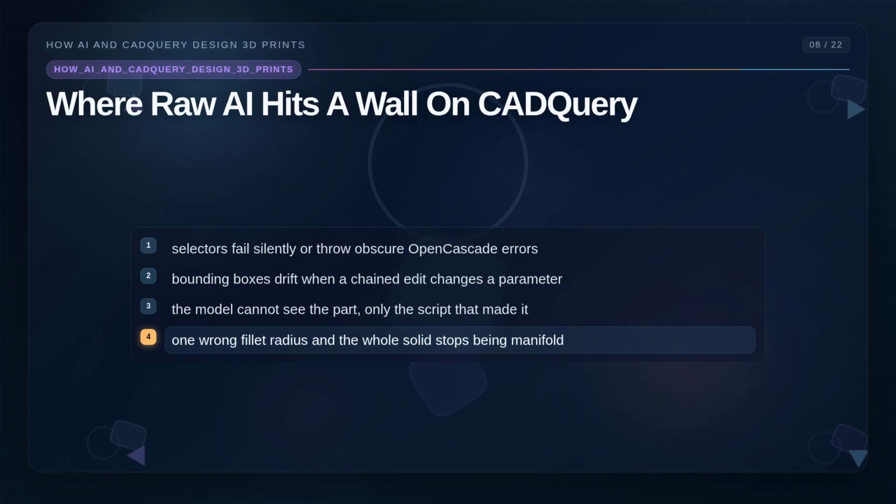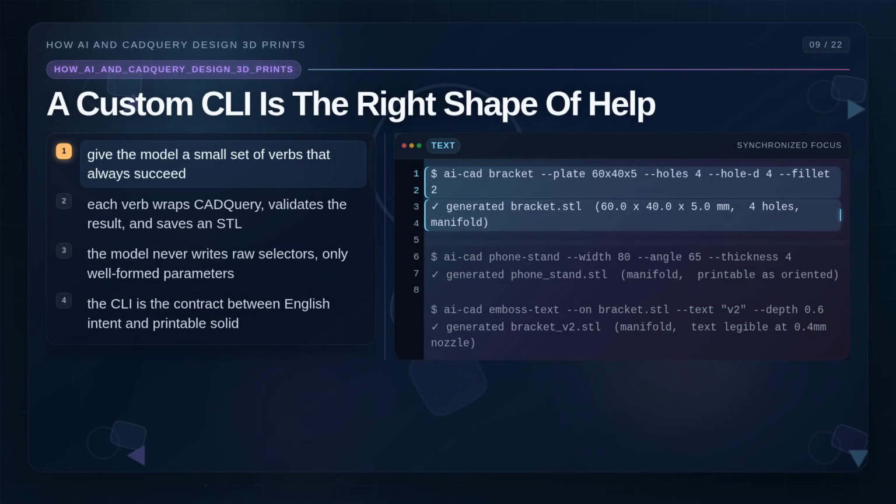Failure 4 is manifold breakage. A fillet radius that is too large for the surrounding geometry produces a self-intersecting solid which prints. None of these are CADQuery's fault. They are the natural consequence of asking a text model to do geometry without help. The help is what we are about to build.